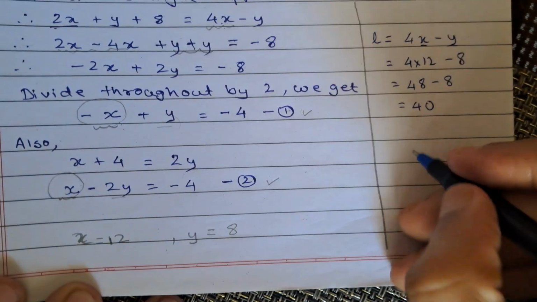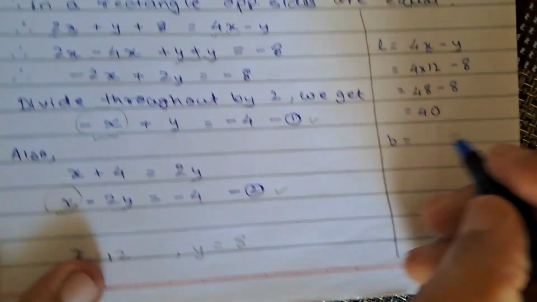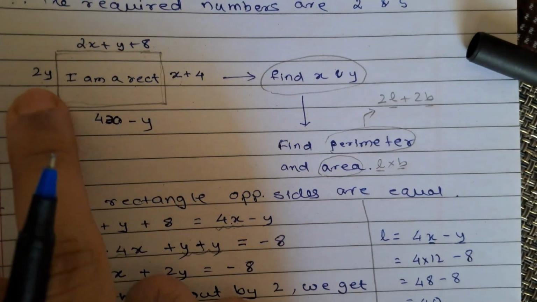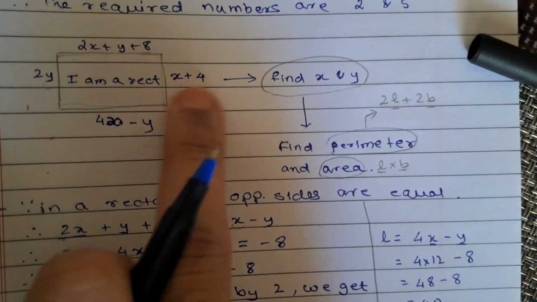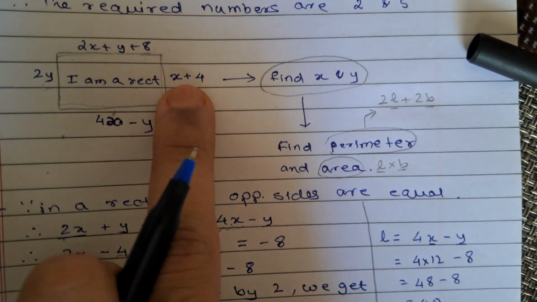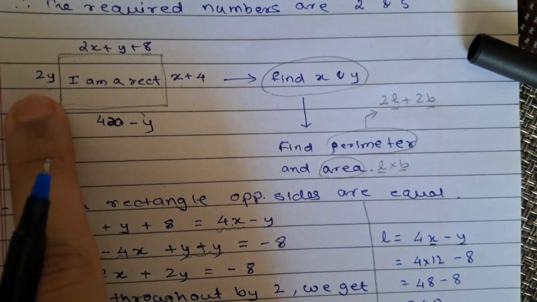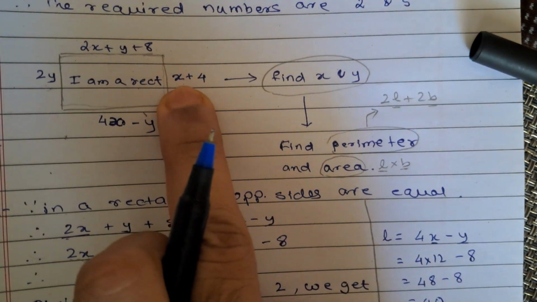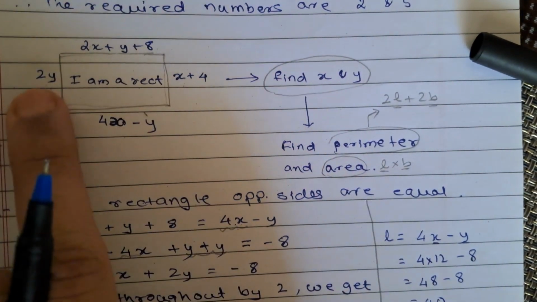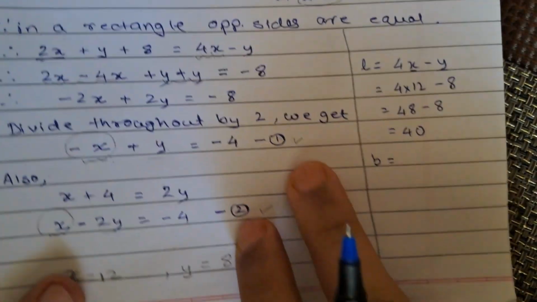In the similar way, let's find the value of b as well. If I look at the image, I have two breadths with me. This is also a breadth and this is also a breadth. I can choose any one of them. It is my choice. Either I choose x plus 4 or 2y. I will go ahead with 2y. Now it is up to you. Even if you use x plus 4, you will get the same answer. Let me just select 2y in this case.